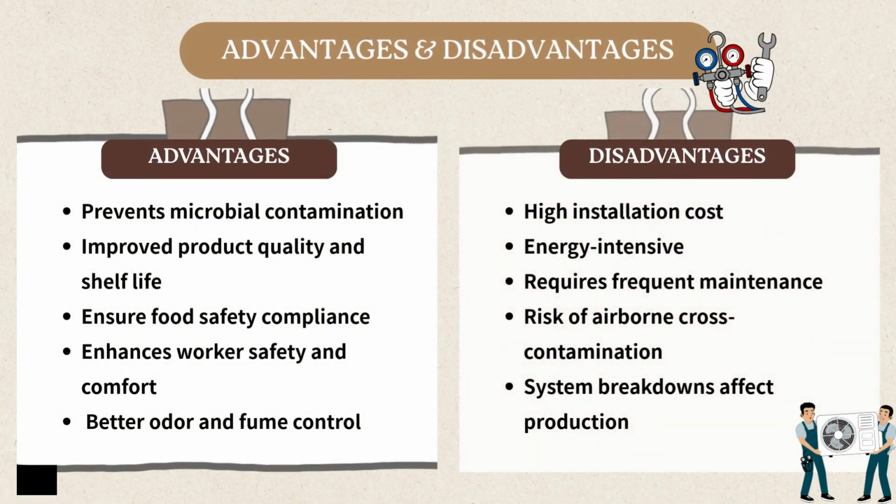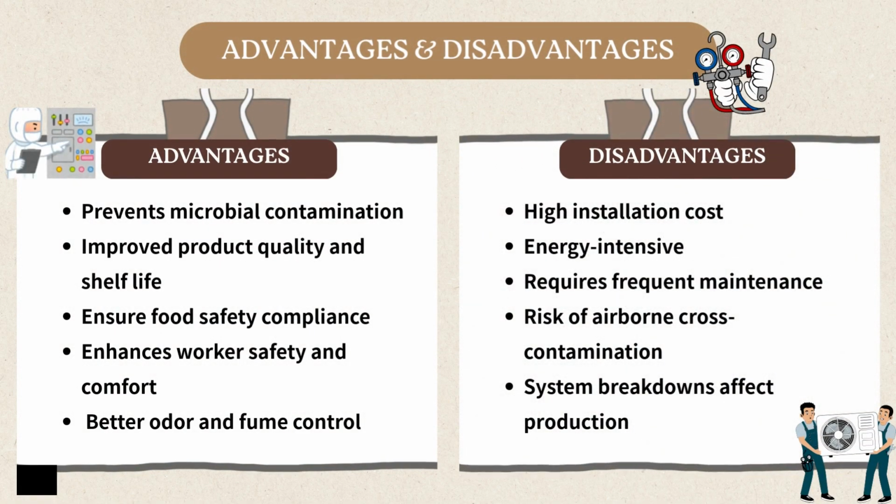Next, I will be presenting about the advantages and also disadvantages of the HVAC system in the food industry. First, HVAC system help prevent microbial contamination. By controlling the temperature, humidity and also airflow, the system can reduce bacterial growth and keep the processing environment clean and safe.